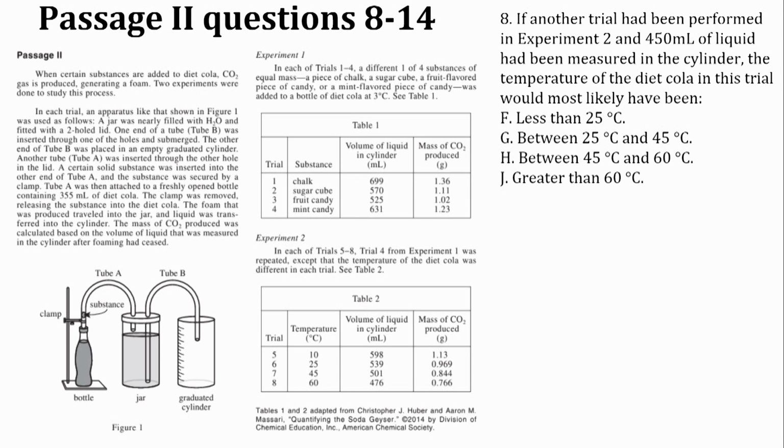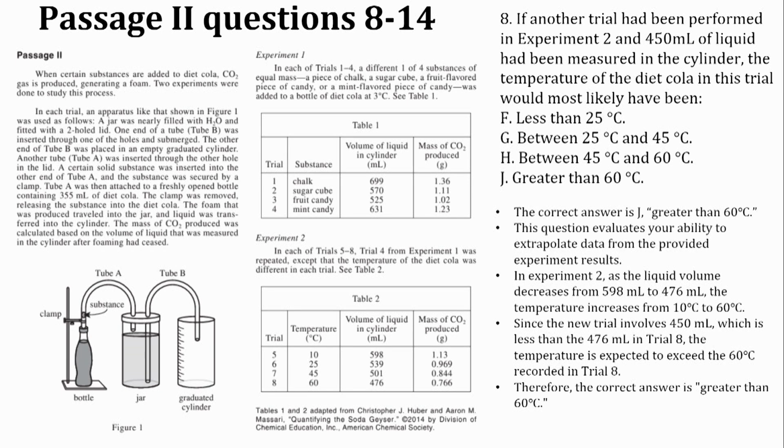Number 8 says, if another trial had been performed in experiment 2 and 450 milliliters of liquid had been measured in the cylinder, the temperature of the Diet Coke in this trial would most likely have been... Those are our different answer choices, but we should have gone with J, greater than 60 degrees Celsius.